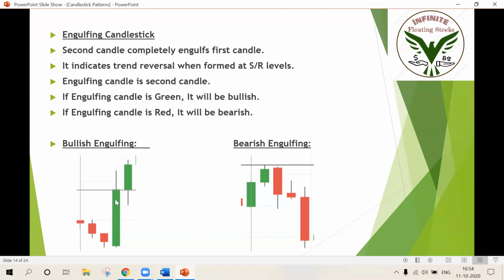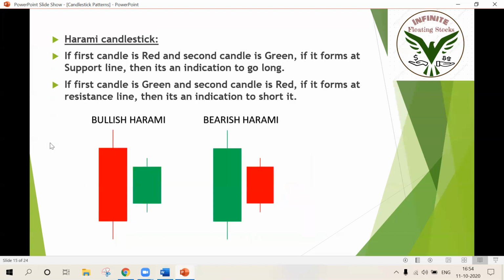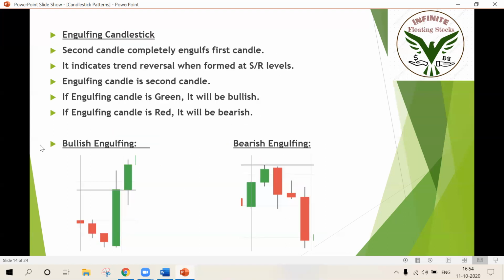This is the second candle. This big, huge candle is called the second candle. This should completely eat away the first candle. This big candle should completely eat this red candle. In this scenario, this red candle should completely eat this green candle.